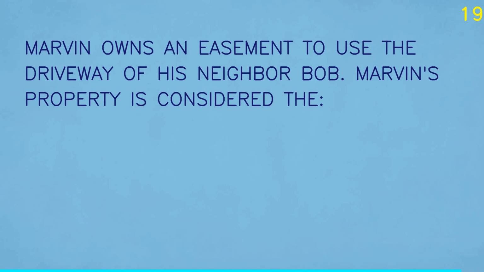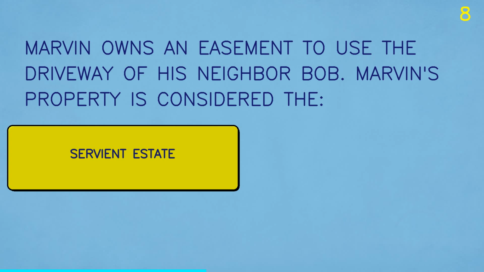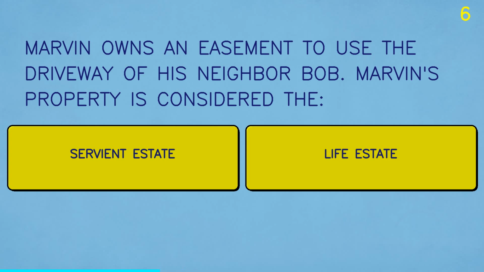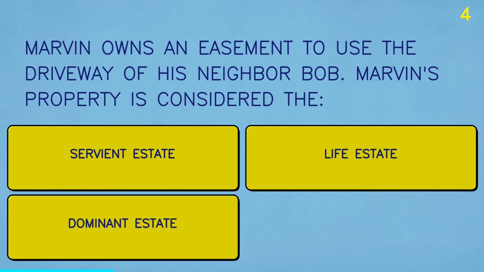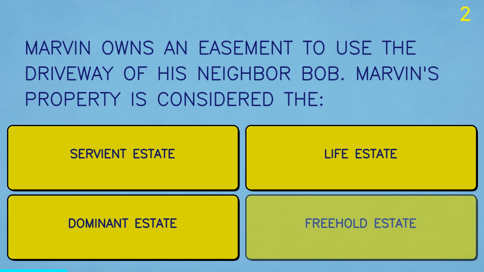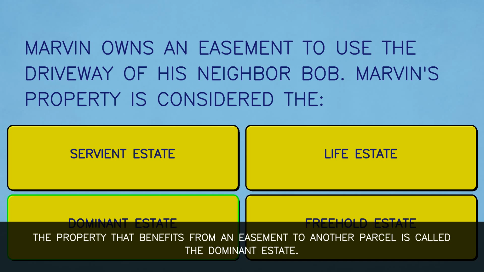Question 9. Marvin owns an easement to use the driveway of his neighbor Bob. Marvin's property is considered the A. Servient estate, B. Life estate, C. Dominant estate, D. Freehold estate. The correct answer is dominant estate. The property that benefits from an easement to another parcel is called the dominant estate.